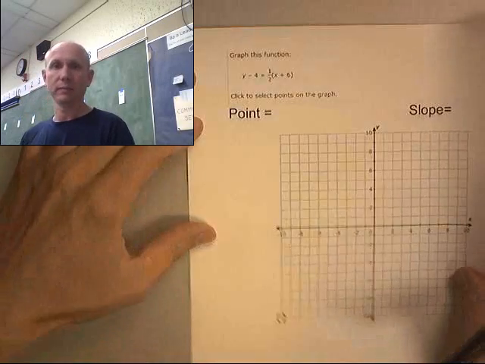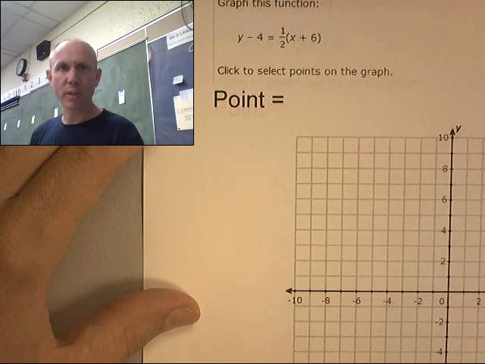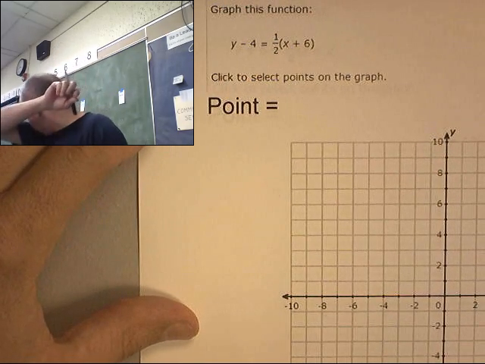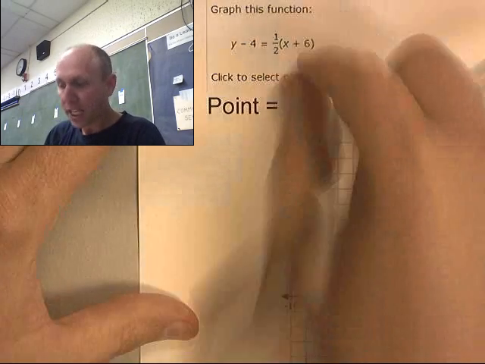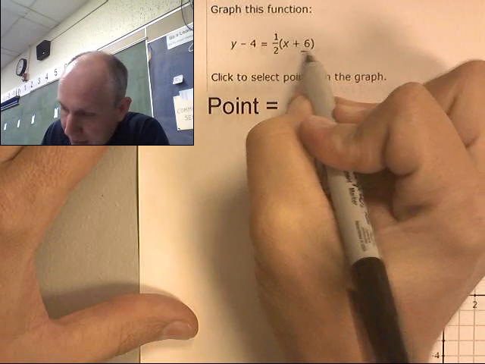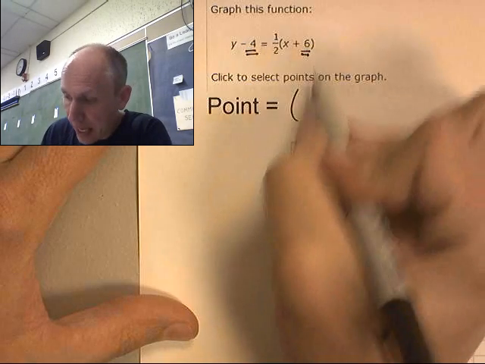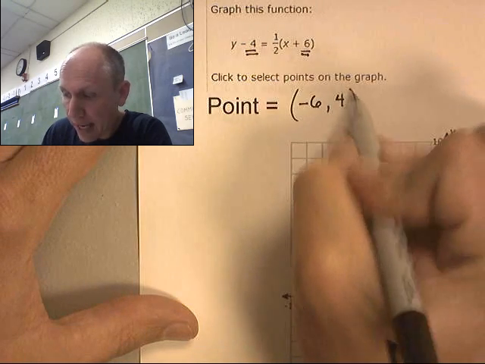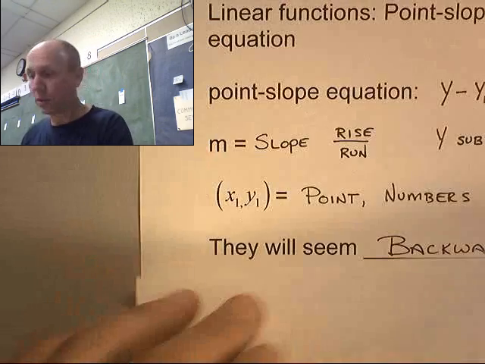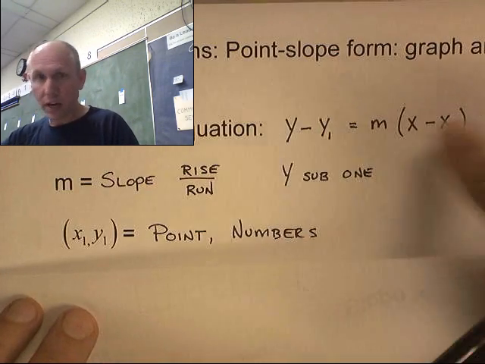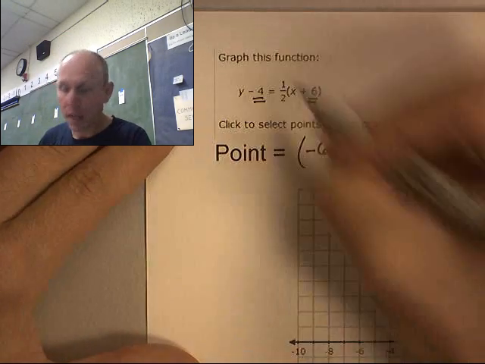Here it is. Here's my equation. I'm going to sneeze. Excuse me. All right. I need to graph this function. The first thing I need to do is pull the point out of it. So here is the x sub 1, and there is the y sub 1. And they appear backwards. This is x, which is negative 6, y, which is positive 4. And they appear backwards or opposite because the point slope equation, which we just saw, contains a negative right there and a negative right there, which makes everything appear opposite of what you expect.